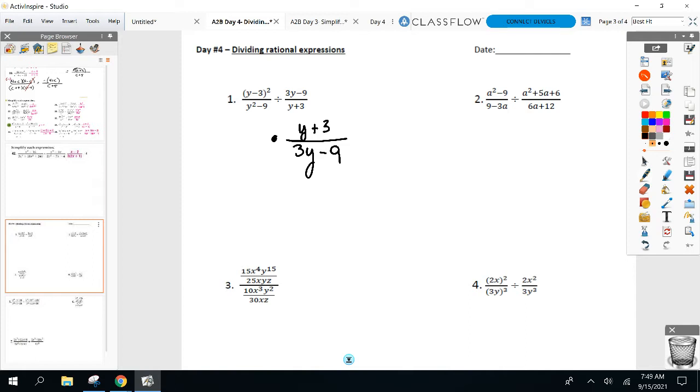Oh, but hold on. We did this two days ago, I think on Monday. Anybody remember (y minus 3) all squared? How many of them are there? Two. So I want you to rewrite both of them. (y minus 3) times itself, (y minus 3). Write both of them, over y squared minus 9. There you go.